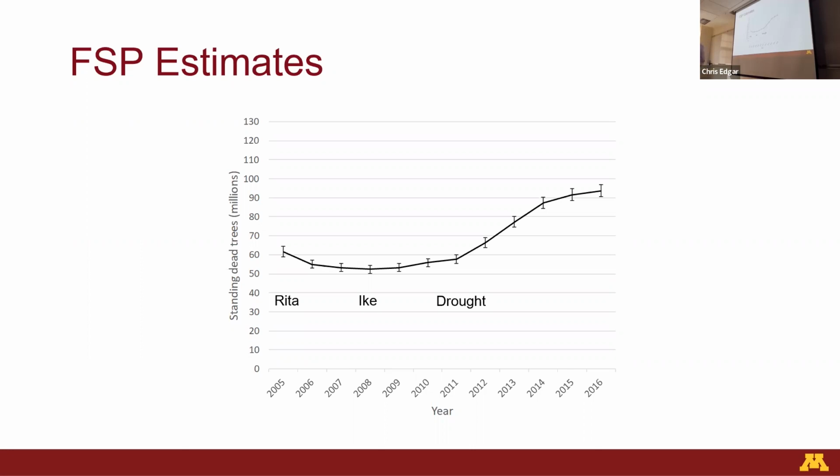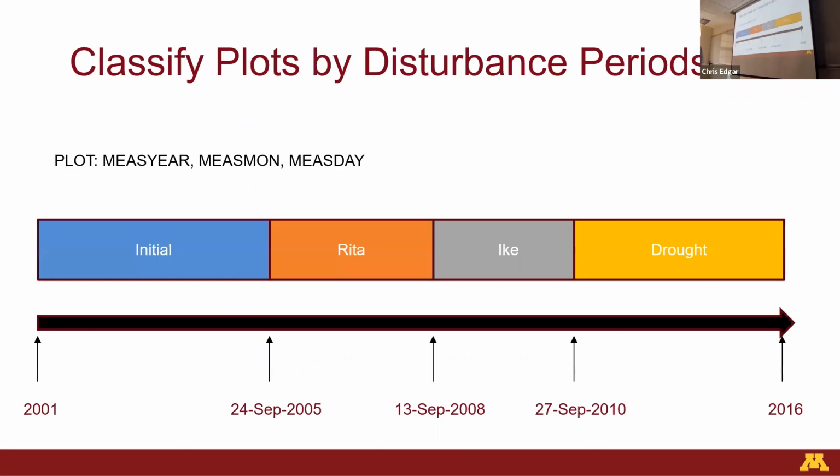So some pretty good estimates, some pretty tight bounds on those. And then I've just put in when Rita occurred, when Ike occurred, and when the drought occurred, in terms of thinking about what can we say about the impacts of these large scale disturbance events on these estimates? And we see a fairly flat pattern here, centered on Ike, but clearly the drought has had some sort of impact. We're seeing large increases in the numbers of standing dead trees out in the forest after the drought. Remember, these estimates are based on 5 years of observations.